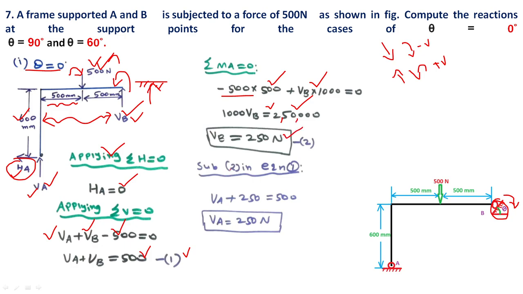Substitute the Vb value in equation 1 to get the value of Va. So Va plus 250 is equal to 500, so Va is equal to 250 Newton. Here Va is 250, Vb is 250, and Ha is 0. So in total there are 3 reactions, 1, 2 and 3. Ha is 0 for the case of theta equal to 0 degree.